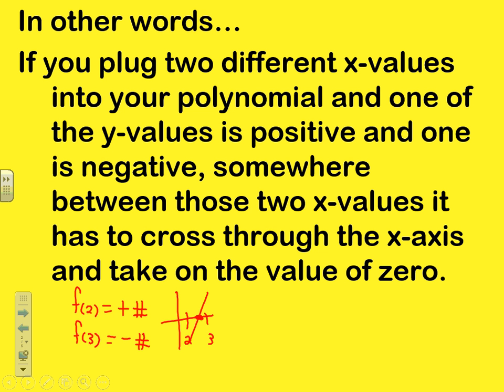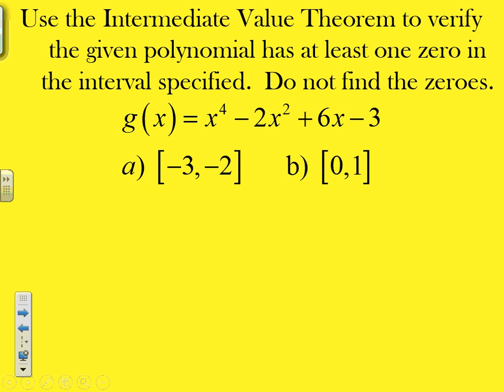And that's what the intermediate value theorem is saying. So it's not going to be a whole number, but it is a number between these values that will be 0 or a solution. So let's take a look and see what we have here.